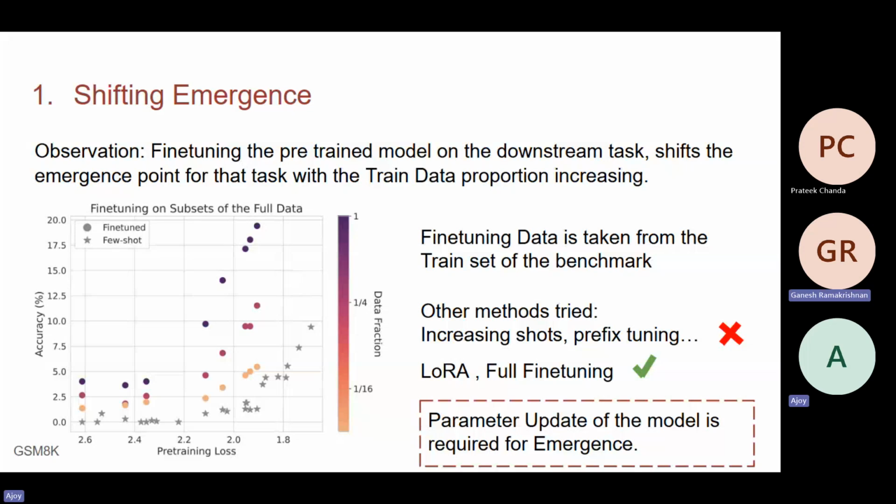All these checkpoints need not be from the same model. For example, at this 1.8 loss, one of them could be from the 7 billion model, one from the 13 billion model. So right now, loss is the governing factor. Forget about the model size or data size. If you just take a checkpoint and its loss, and take few shot prompt accuracies, this is the emergence curve that we get. It happens somewhere around two, when the pre-training loss is two.